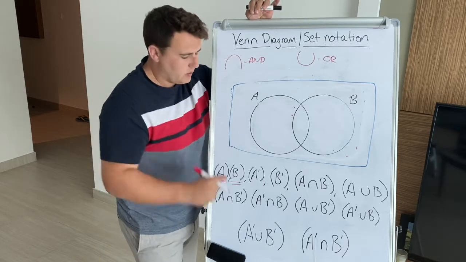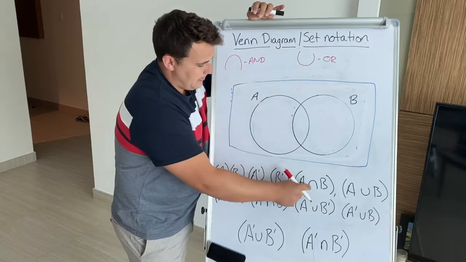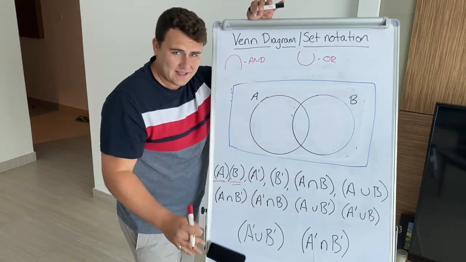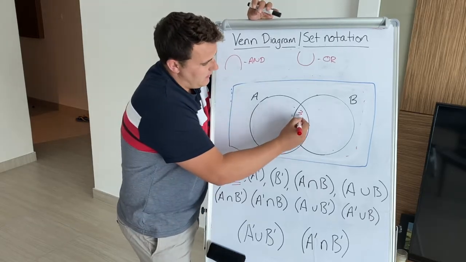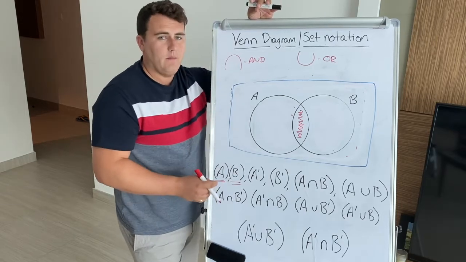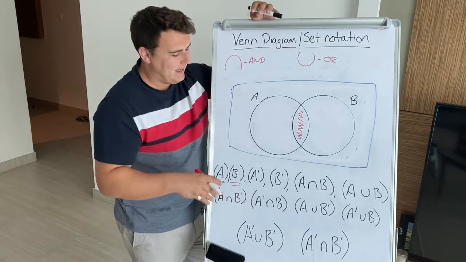So the first one's quite easy. We want everything that's in A and B. So everything that appears in A and B, it has to be in both. It has to be in A and has to be in B. So it's this section here, isn't it? It's the only part of our Venn diagram where everything in here would be in A and in B.